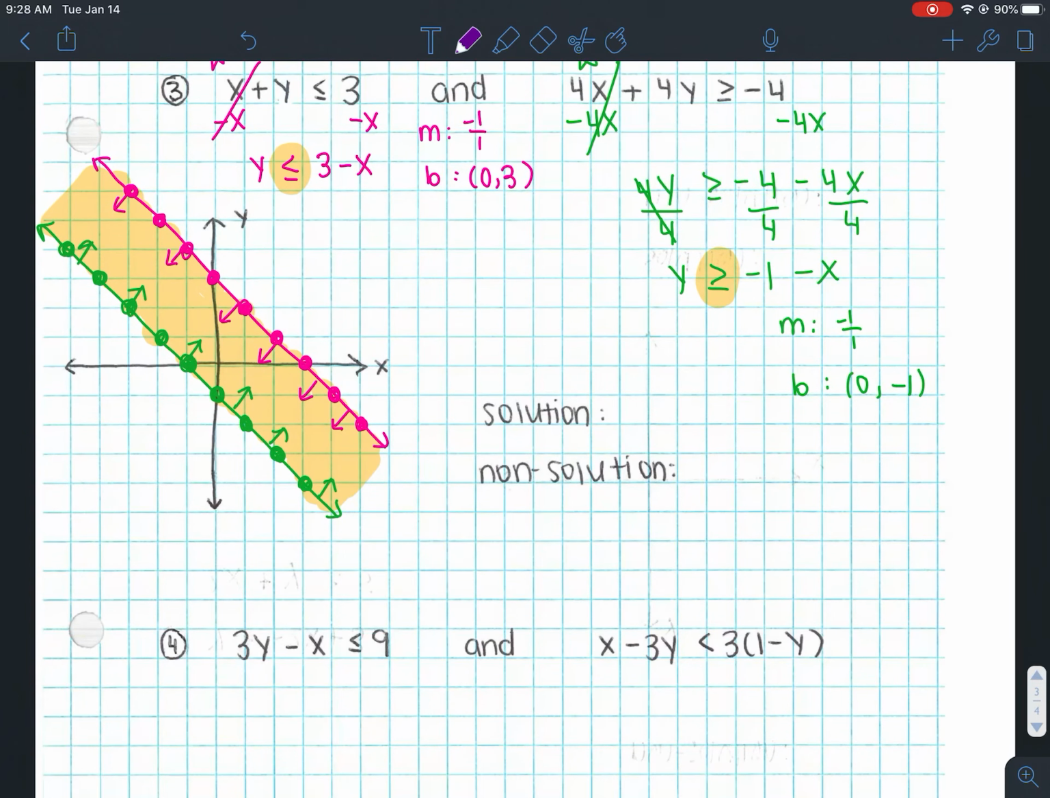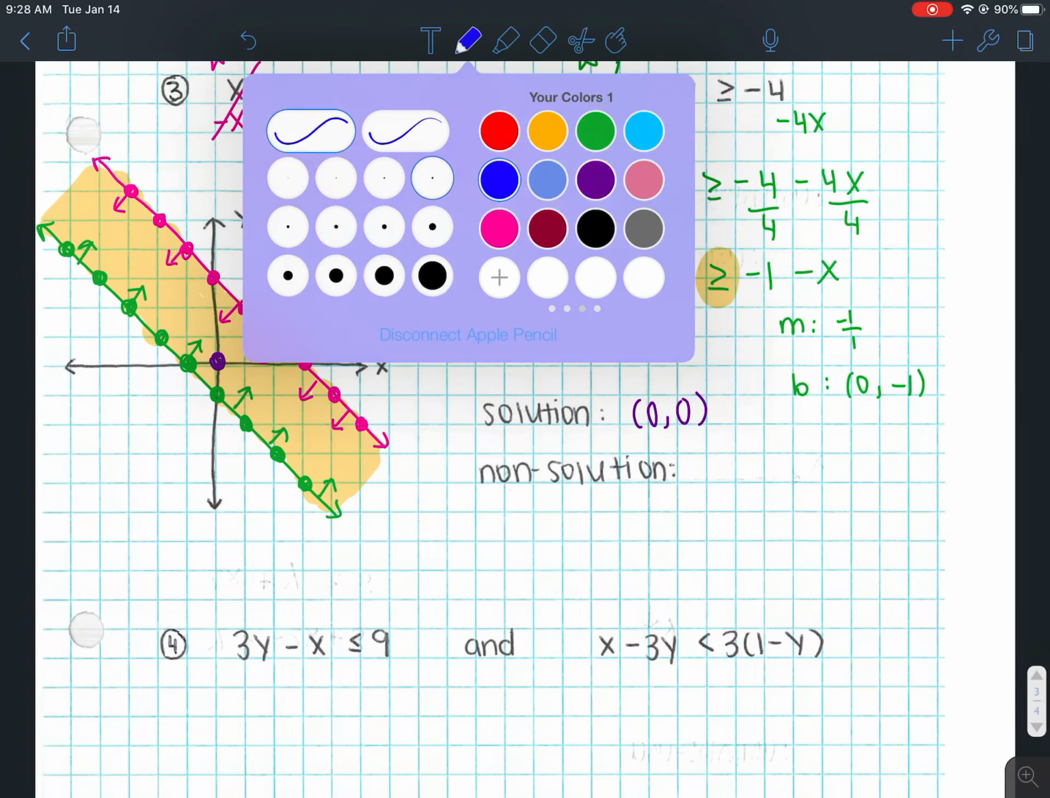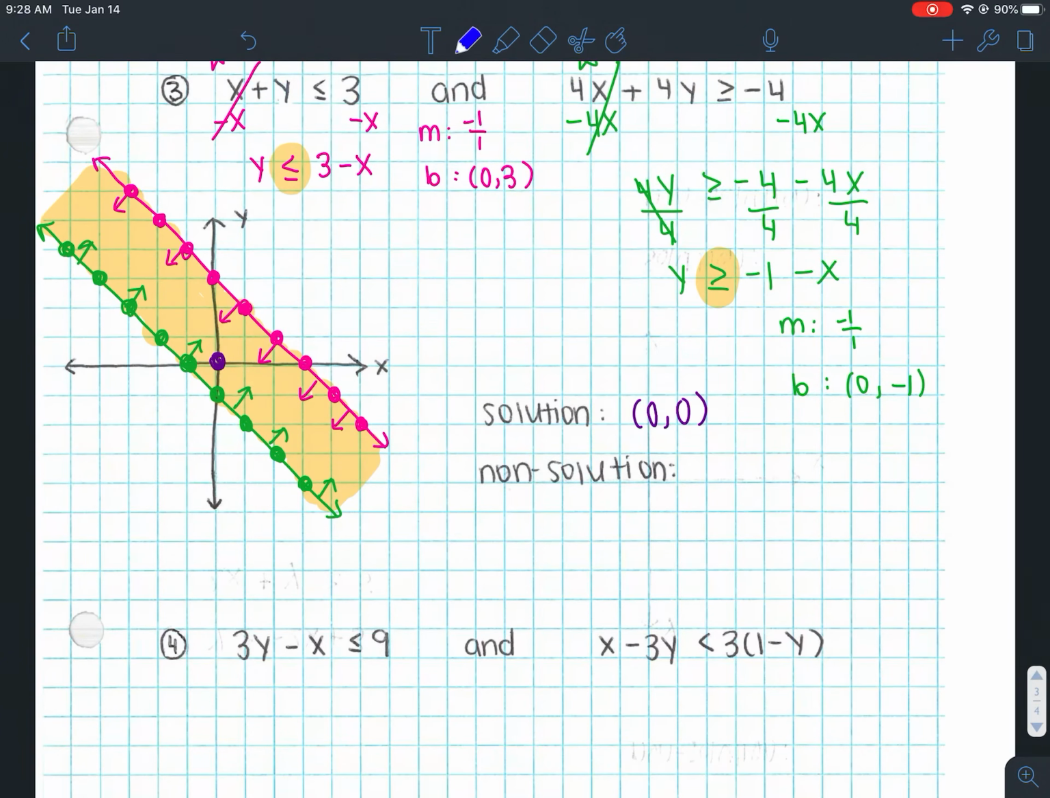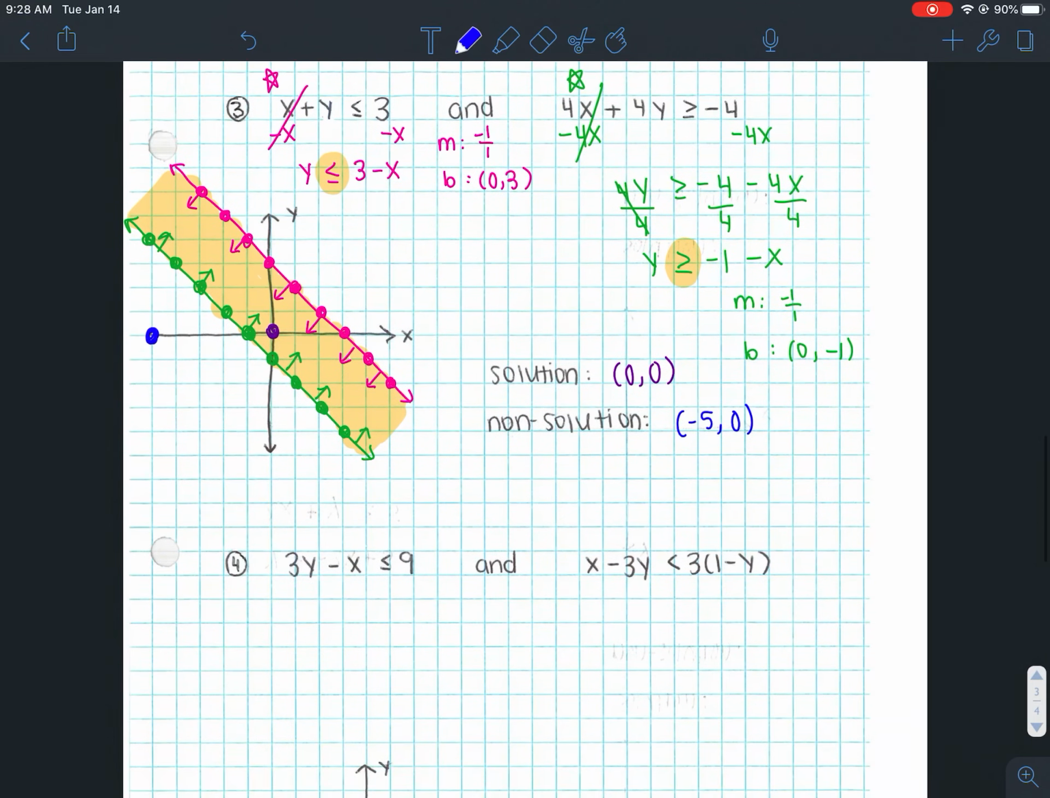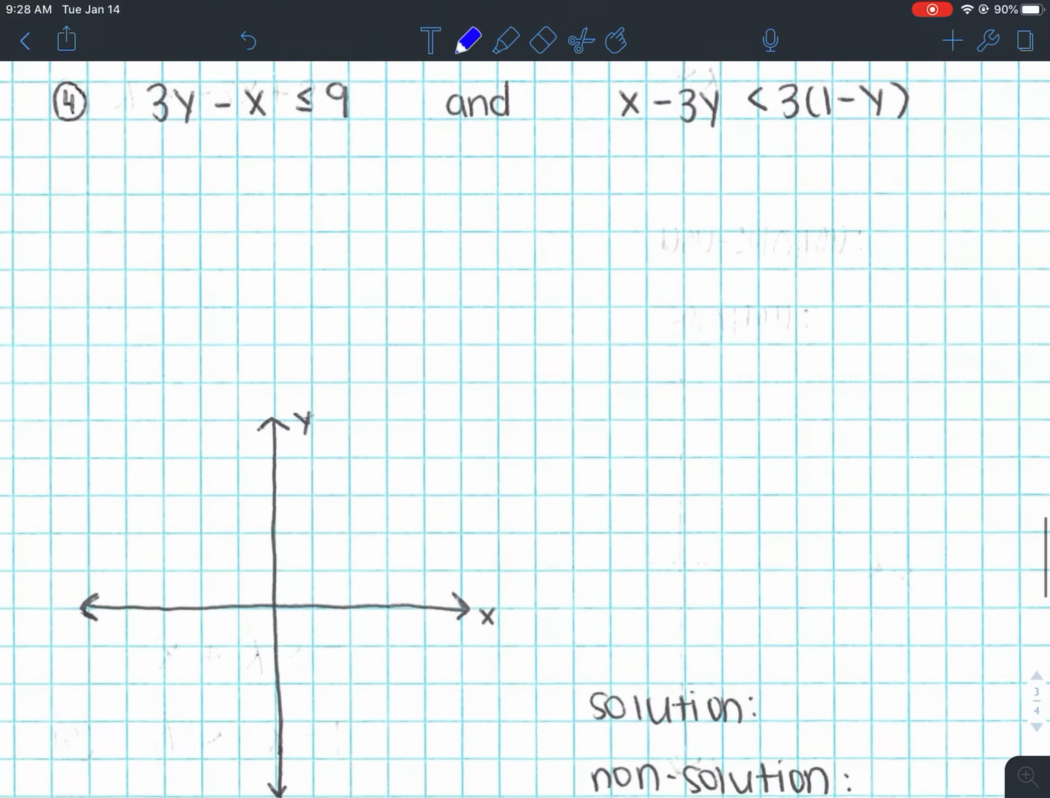So let's pick a solution. A solution is anything in the shaded region, so I could pick the point 0, 0. And anything in the non-shaded region would be a non-solution, so I could pick the point, why not, negative 5, 0, or negative 7, negative 7, right? Anything in the non-shaded.